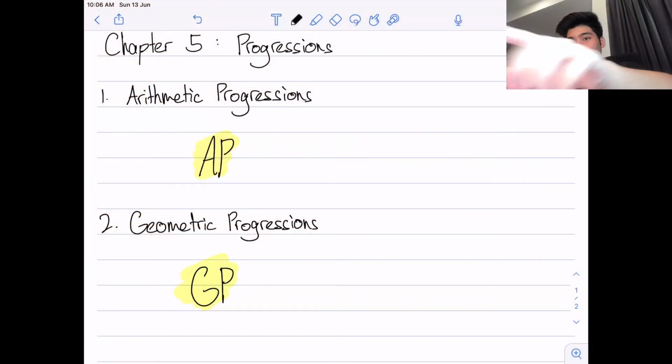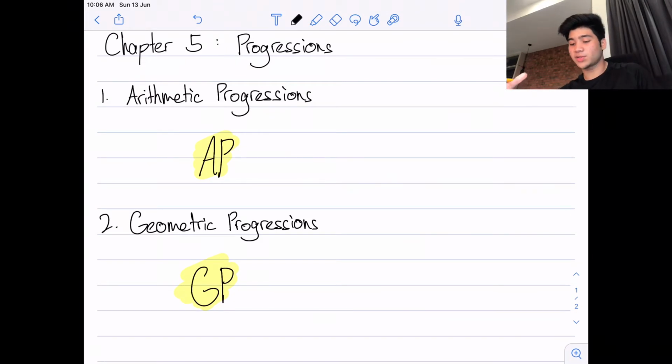Today we'll be covering Form 4 Chapter 5, Progressions. Alright, so for progressions, we're going to be looking into two things. First, we're going to be looking into arithmetic progressions, and then we're going to be looking into geometric progressions. So I like to give them a little short form, a little nickname. I call them EPGP.